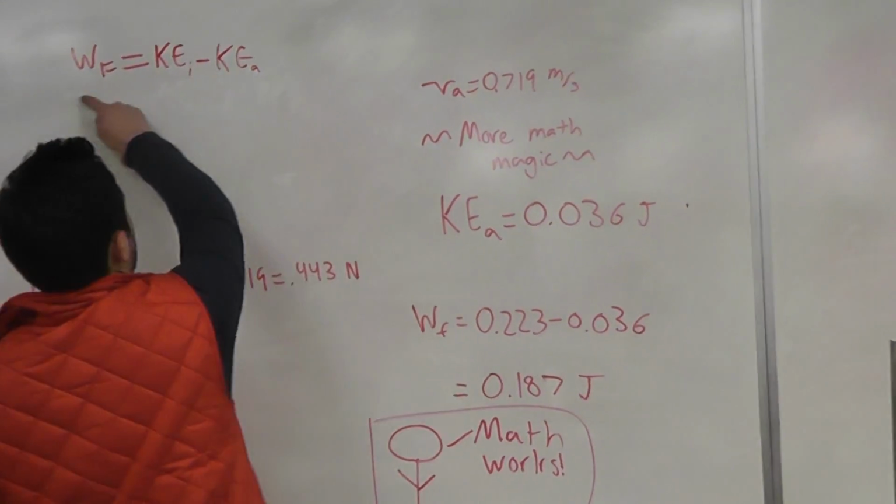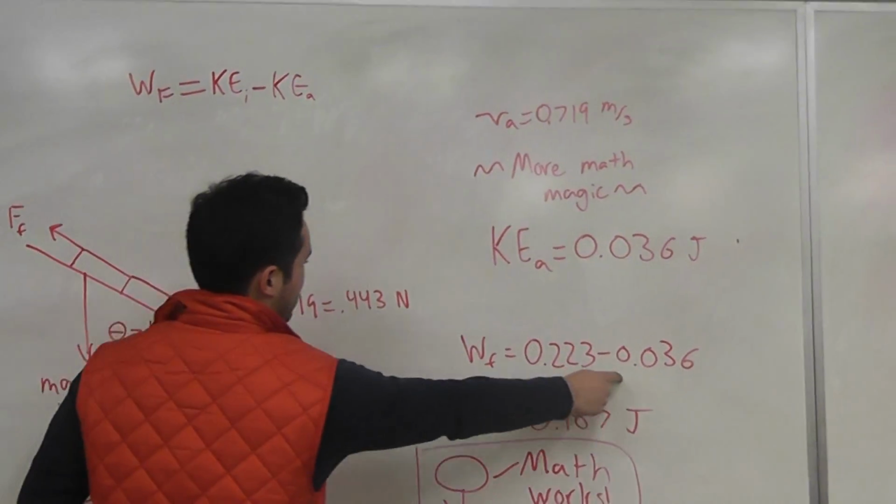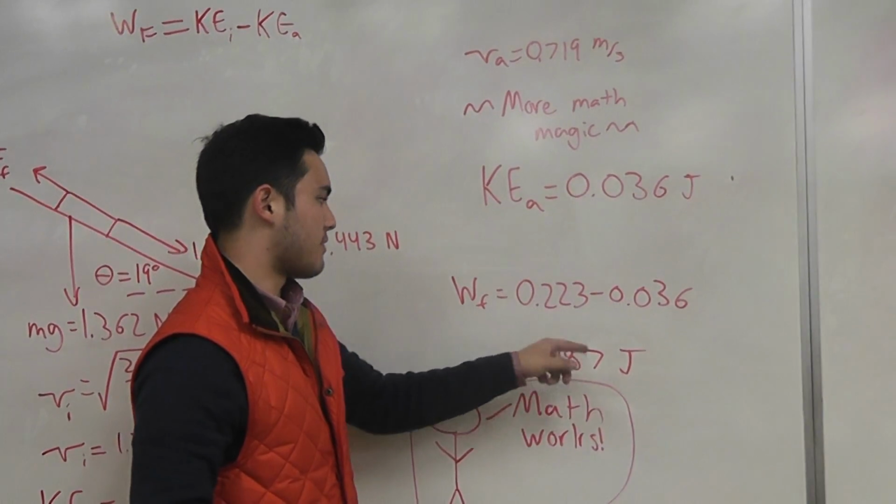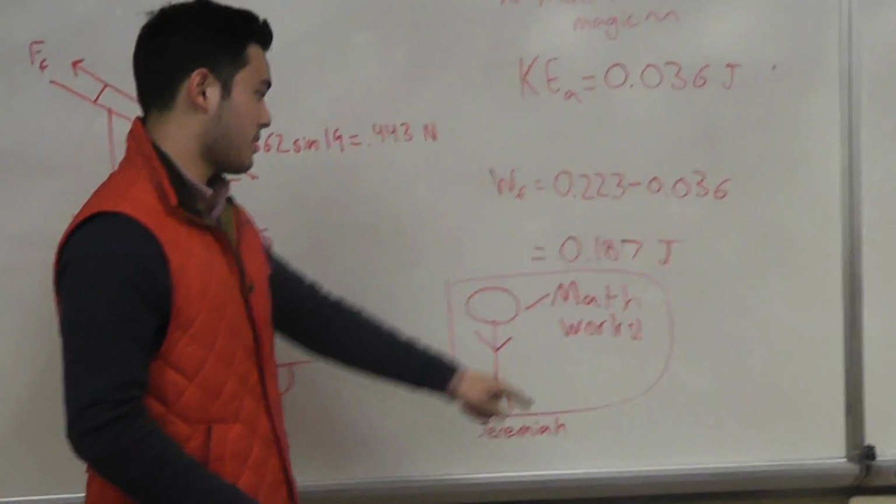Then we set up this formula up here, again, with the actual values, and find that the work done by friction is 0.187 joules. Jeremiah again says, math works.